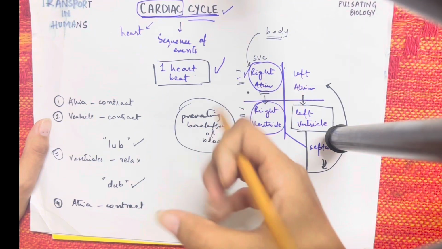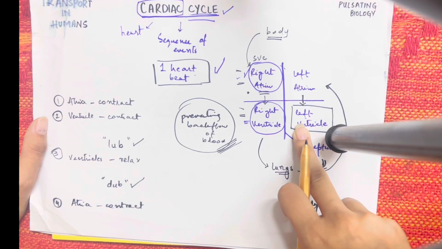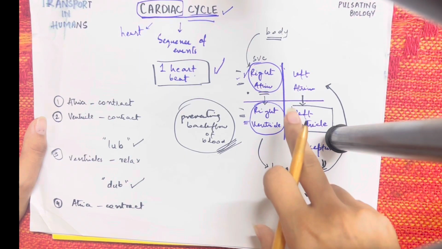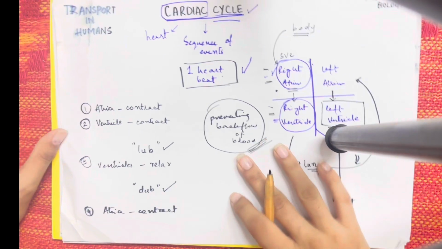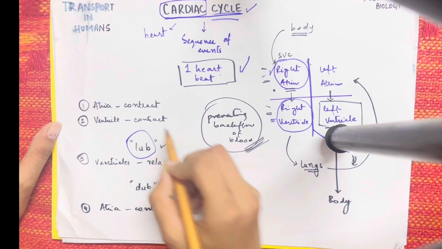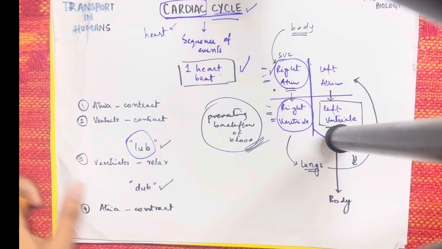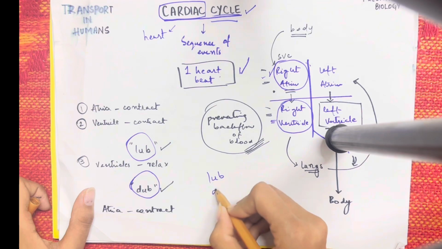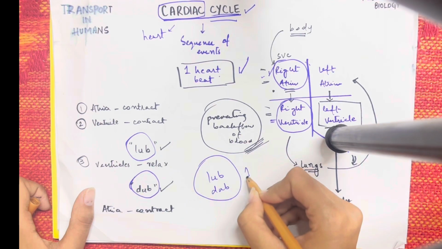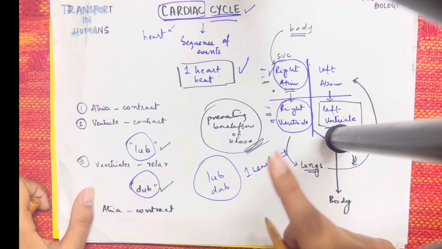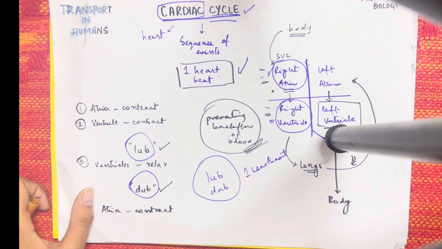So whenever the left ventricle contracts, the blood is transported from the left ventricle, and it basically supplies the entire body. Whenever the atria and ventricles contract, the sound that is made is termed the lub. Whenever the ventricles relax, the sound that is made is the dub. So this lub and dub sound makes up one heartbeat sound, and one heartbeat is known as one entire cardiac cycle.